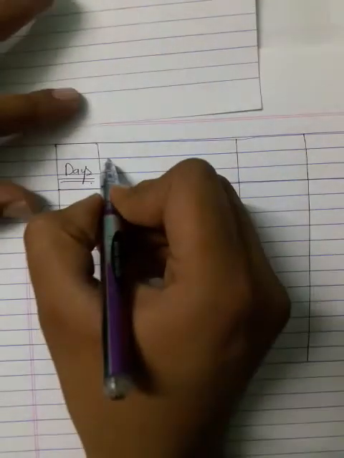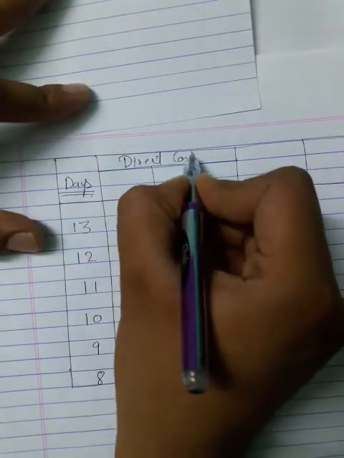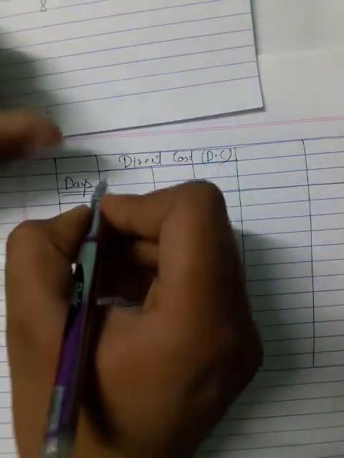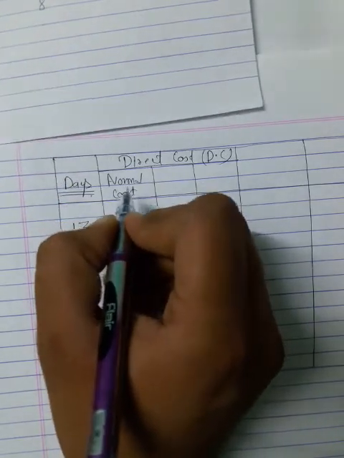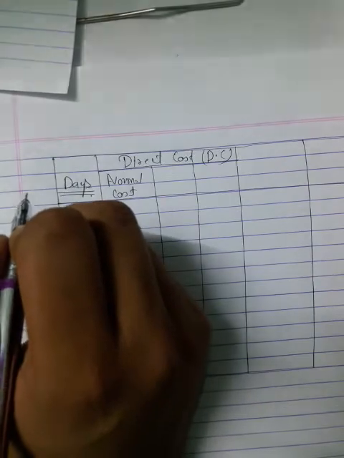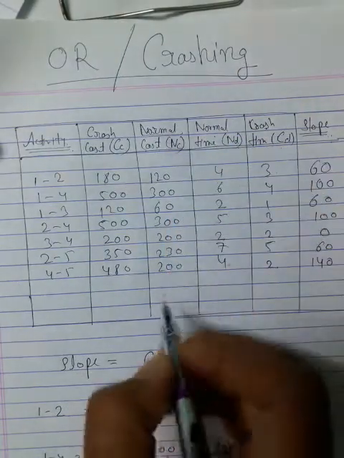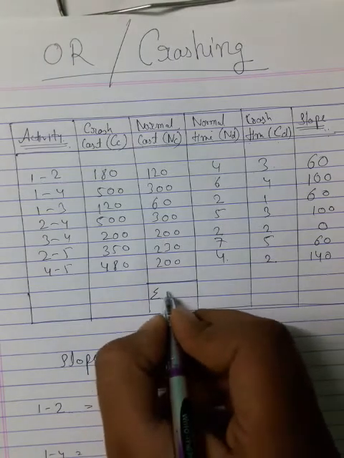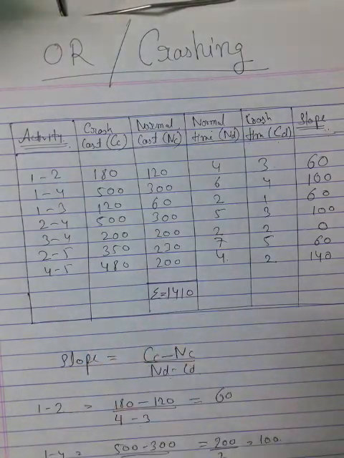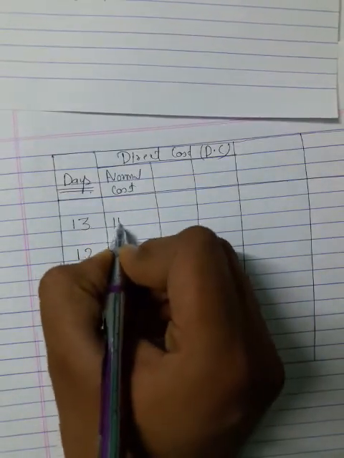Here, one column, second column, is direct cost, DC. Here write normal cost. This normal cost will be the sum of the normal costs present in the question. You have to sum these values, and you are going to get 1410. So write it here, the sum of all these values in the normal cost, that is 1410.